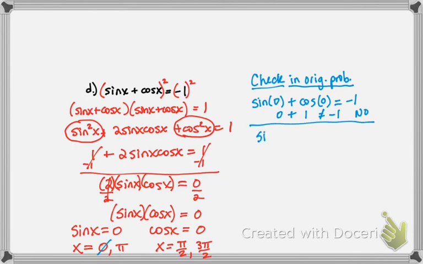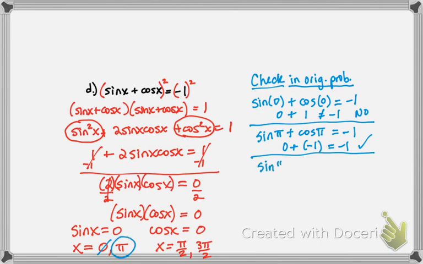Now I need to plug in pi. The sine of pi plus the cosine of pi, does that equal -1? Well, the sine of pi is 0, the cosine of pi is -1, and 0 plus -1 works. So pi is one of our solutions.